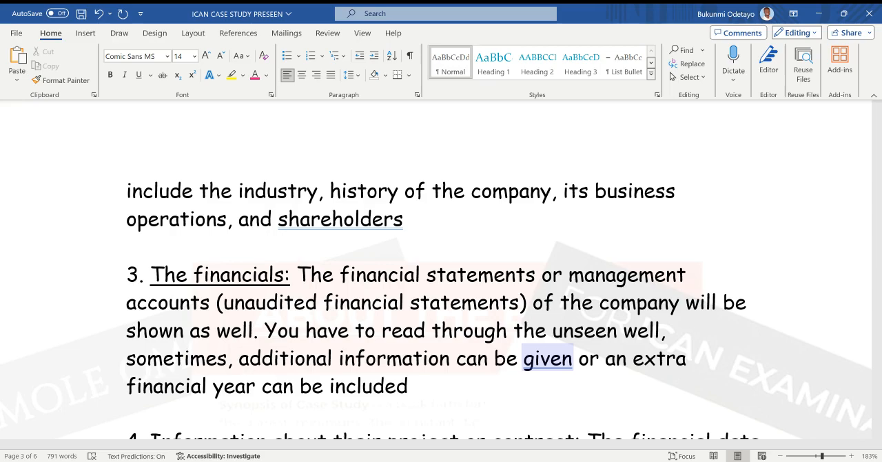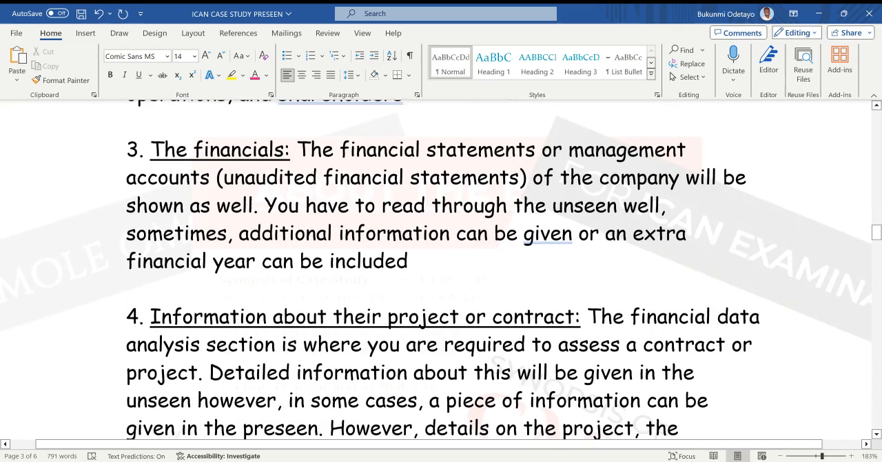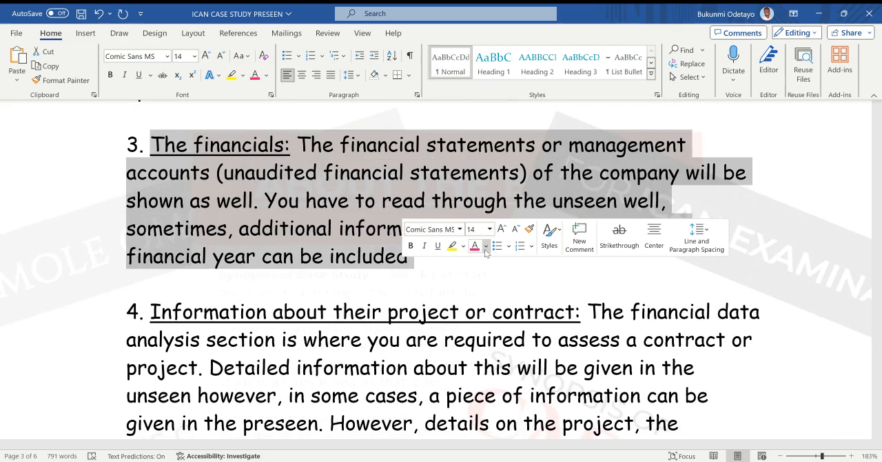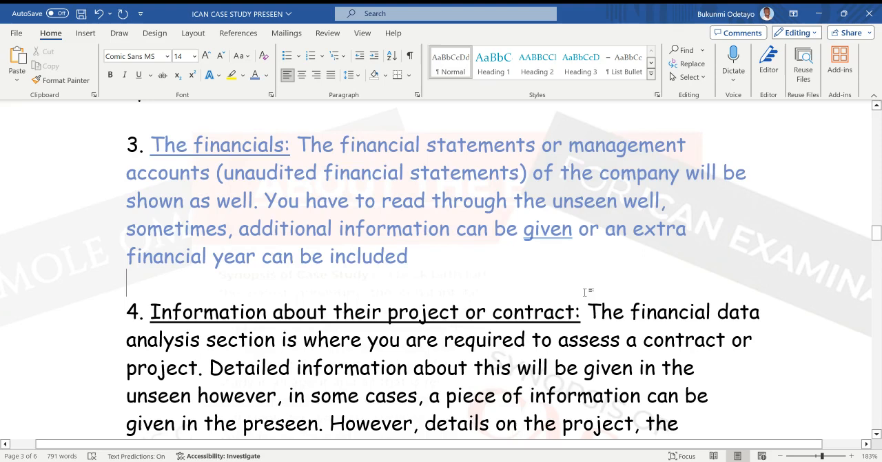You'll also be given the financial statements of the company. Like the financial statements, you have the statement of profit or loss and other comprehensive income, statement of financial position, statement of cash flows and the likes. So you'll be given information about that.